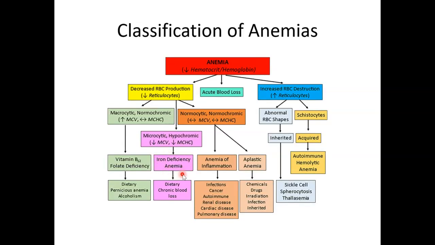And this is the most common anemia. We see this the most commonly. Iron deficiency anemia is caused by either a poor dietary intake, and often, here's the problem right here, chronic blood loss.